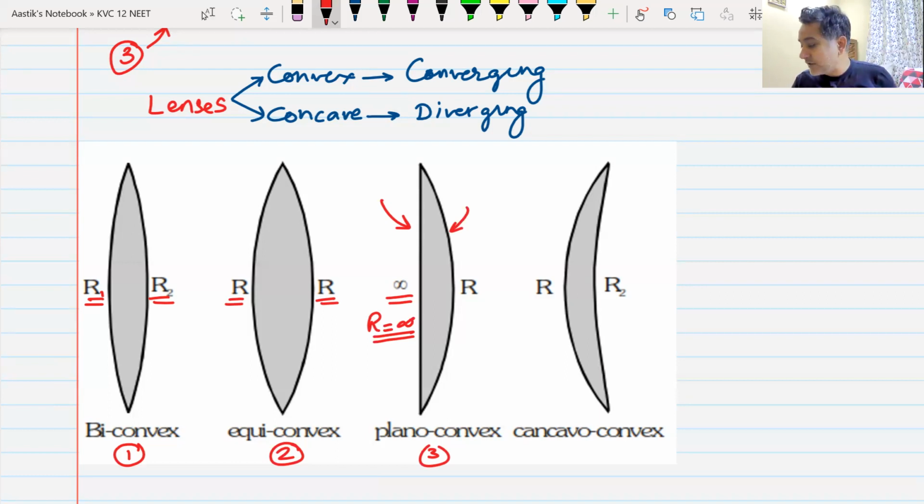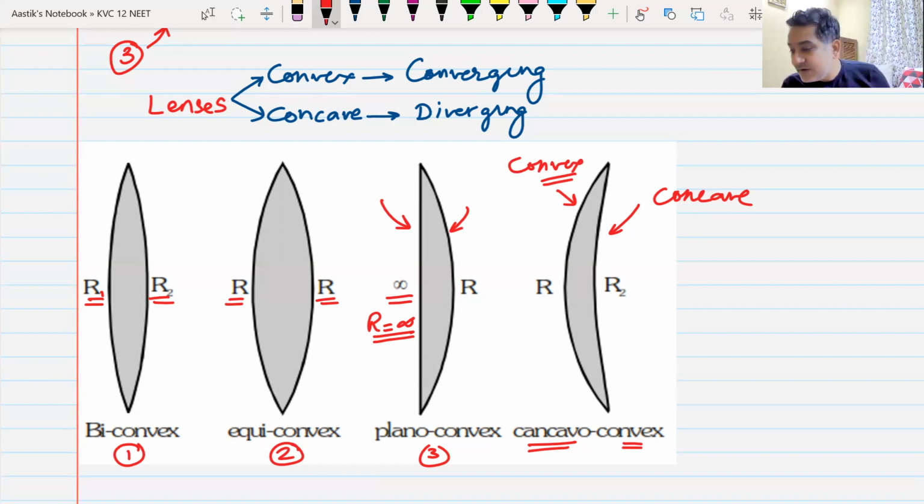When we talk about the fourth type of lens, it is known as concavo-convex. One side, if you can see, is concave, and the other side is convex. Why it is known as concavo-convex and not convexo-concave is because the convex side is more powerful than the concave side. So basically, it will behave as a convex lens. We will understand more about this as we go.